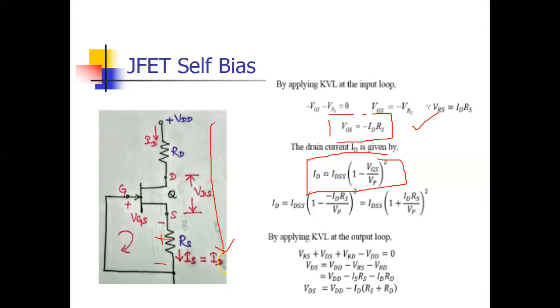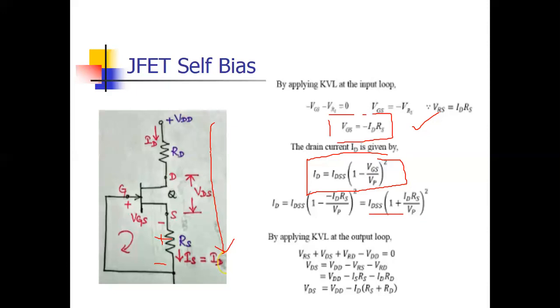If you remember, IDSS is the drain to source saturation current. VP is your pinch off voltage. So from this equation, we'll put the VGS value in this equation, and after solving the whole equation, there will be a quadratic equation. From that equation, we will calculate the value of drain current. For numerical purposes, remember the value of IDSS and the value of VP will be given in the question. Okay, so understood the concept.